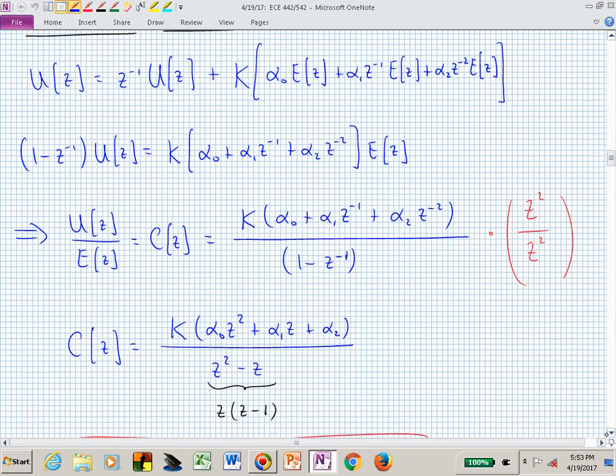And in so doing, I now have my controller for a PID controller in discrete time written in terms of positive powers of Z. I can now say that that's K times alpha sub 0 Z squared plus alpha 1 Z plus alpha sub 2, all over Z squared minus Z, but that's now Z times Z minus 1.